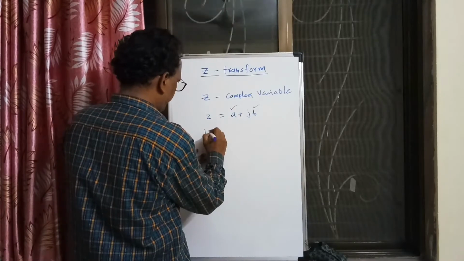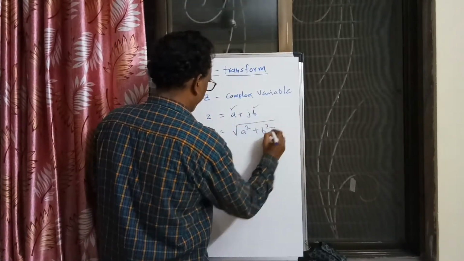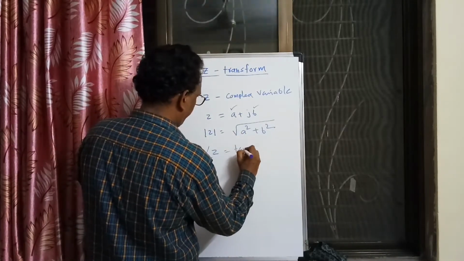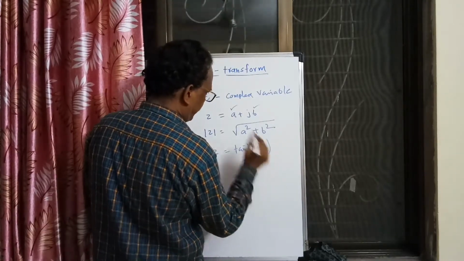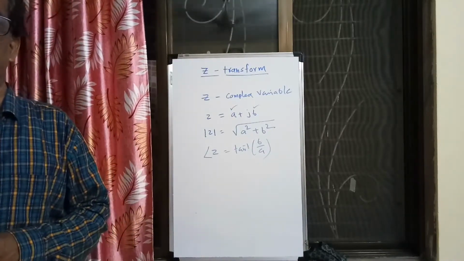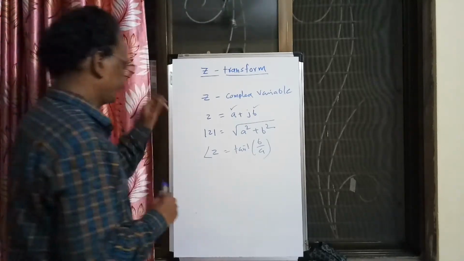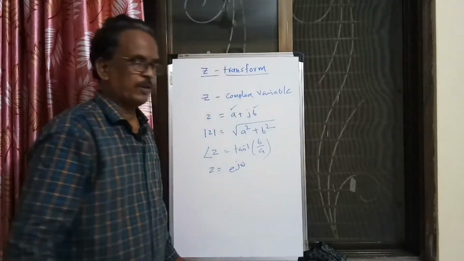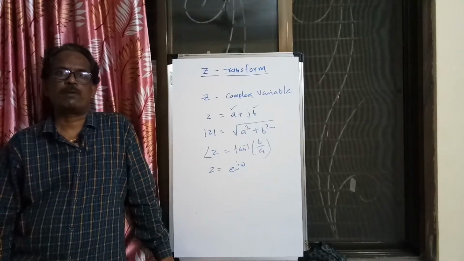What is the magnitude of Z? Magnitude of Z is the square root of a square plus b square. So what is the phase of Z? Phase of Z is equal to tan inverse of b by a, tan inverse of imaginary part divided by real part. So if Z is a complex number, we can talk about its magnitude and its phase. Suppose Z is equal to e to the power j omega. So what is the magnitude of this Z?